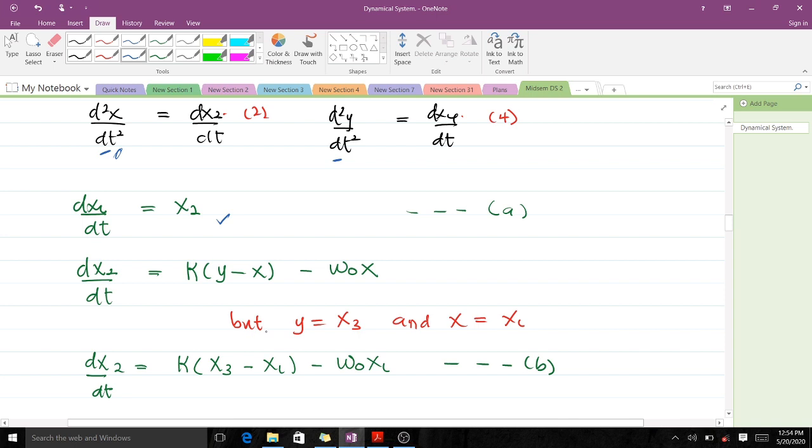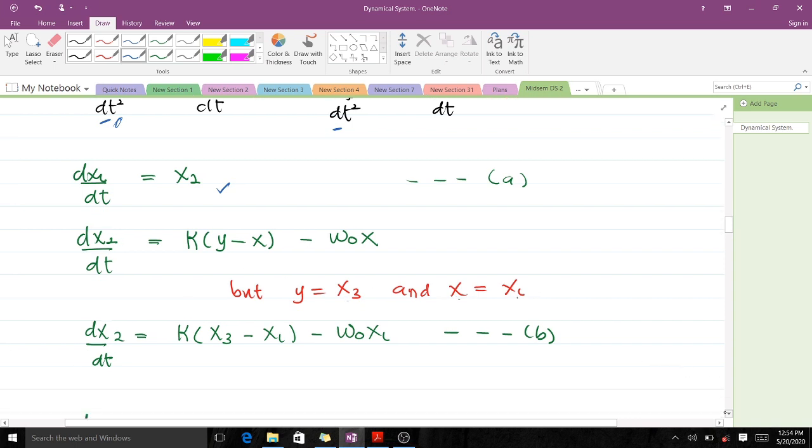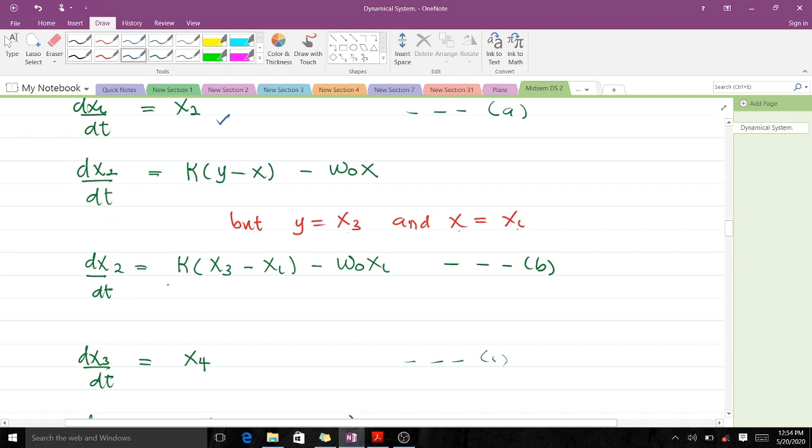But we should note that from the lesson I will let y be equal to x3 and x be x1. So making that substitution, we get dx2/dt will be equal to K. Instead of y, now we have x3. Instead of x, we have x1. So this becomes equation 2.